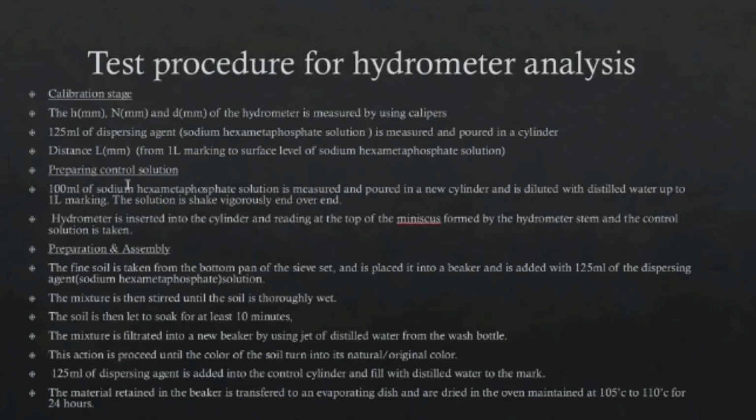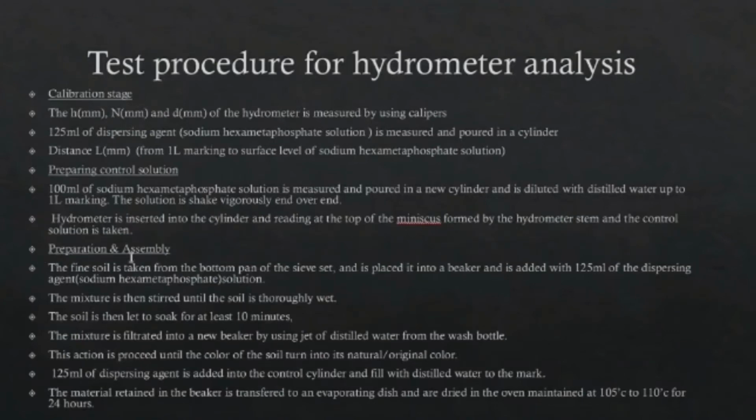Next is preparing the control solution, where 100 ml of sodium hexametaphosphate solution is measured and poured into a new cylinder and is diluted with distilled water up to the 1 liter marking. The solution is shaken vigorously end over end. The hydrometer is inserted into the cylinder and the reading at the top of the meniscus formed by the hydrometer stem and the control solution is taken.